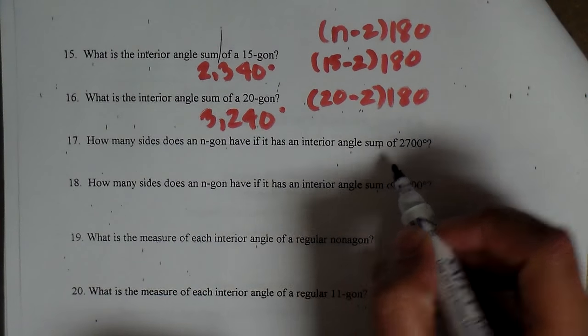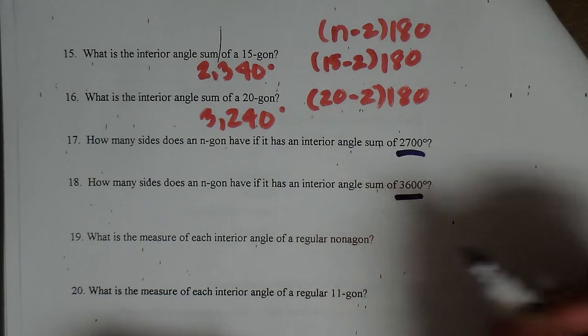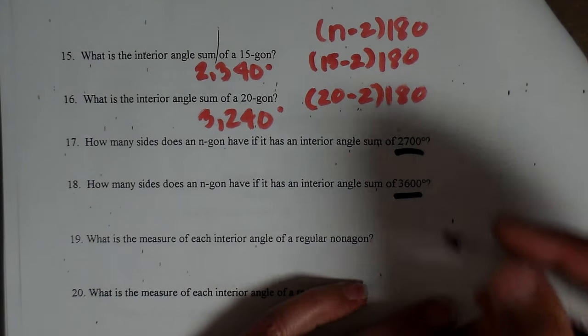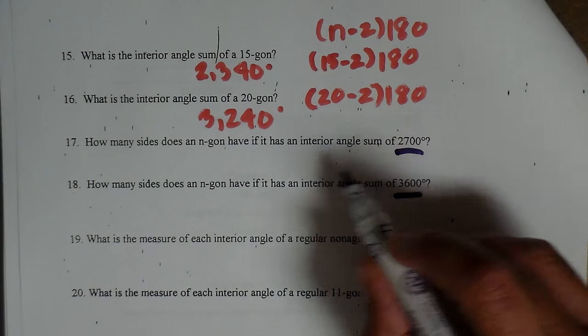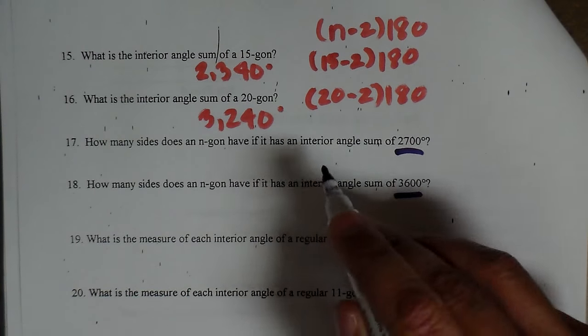Now, for 17 and 18, it asks from the other perspective. Now they give you the total, and you have to go backwards and find the number of sides. You can approach this one of two ways. The first one is, how did we get 2,700? It says, how many sides does an n-gon have if its interior angle sum is 2,700?